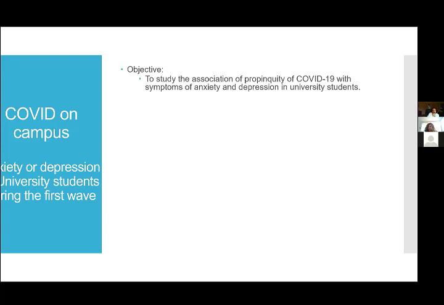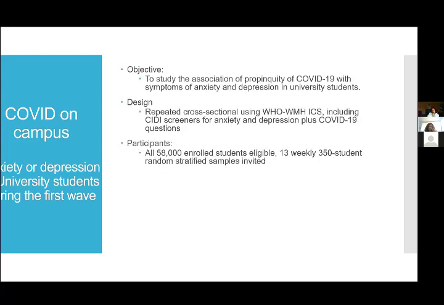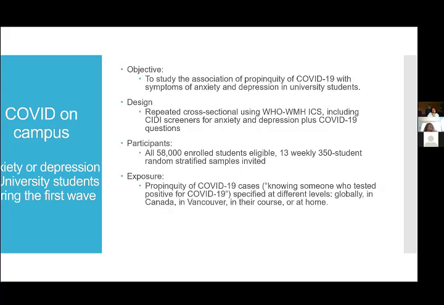So I'm going to tell you a little bit about anxiety and depression in students during the first wave of the pandemic, that is approximately between March and July. As I mentioned, we do these repeated cross-sectionals, and the exposure variable that we're going to talk about is what we call proximity of COVID-19 case. We ask the student, do you know someone who tested positive for COVID-19 globally, but not in Canada, but not in Vancouver, in your course, or in your home? And then we run a number of regressions to understand how that exposure impacted student mental health, particularly symptoms of anxiety and depression. By the way, not anxiety disorder or depressive disorder, but just symptoms.